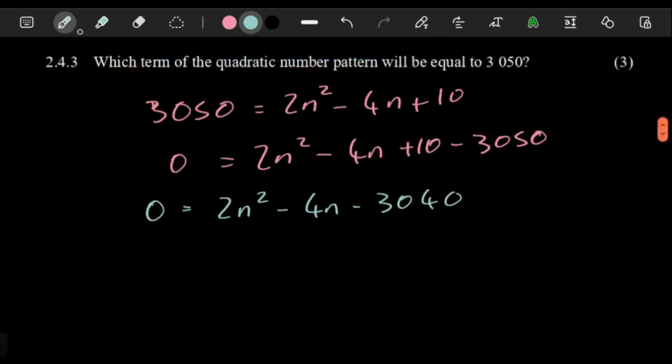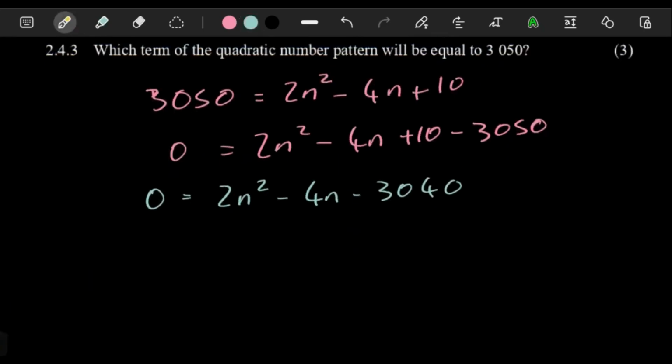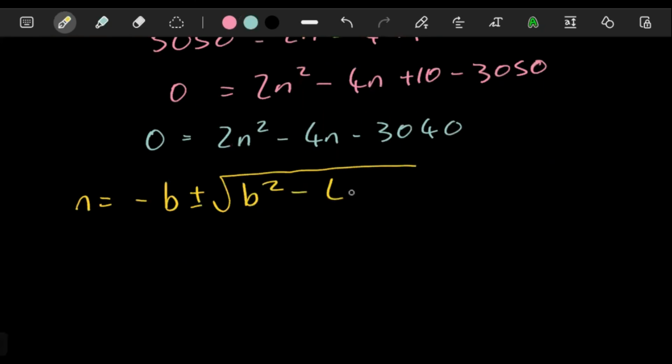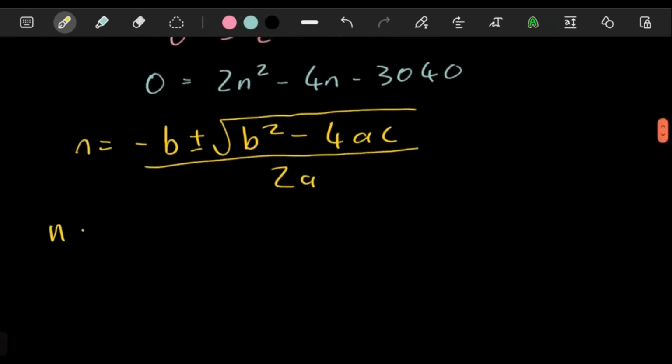You could think to yourself, let's take out a negative, let's take out a 2 as a common factor. You really don't have to. You just throw it all in the quadratic formula the way it is. I normally always just do that because there's really no need to take out anything as a common factor. The quadratic formula can handle anything that you throw at it.